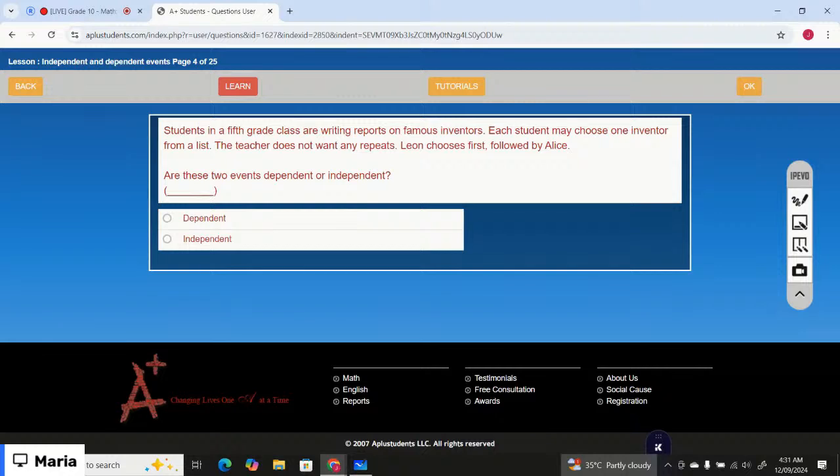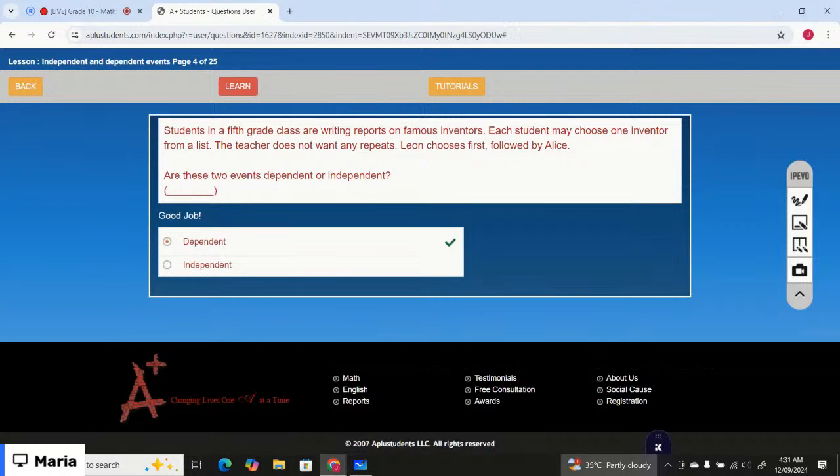The correct option is they are dependent events, right? Because no one can choose the same topic.